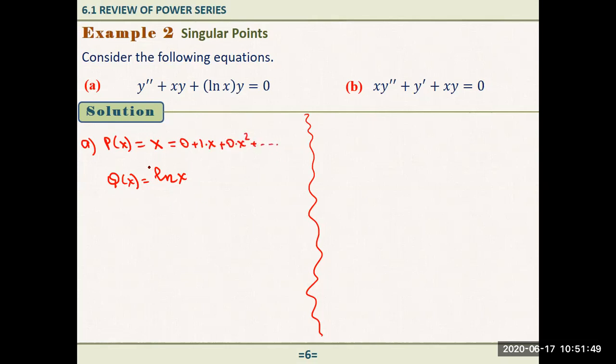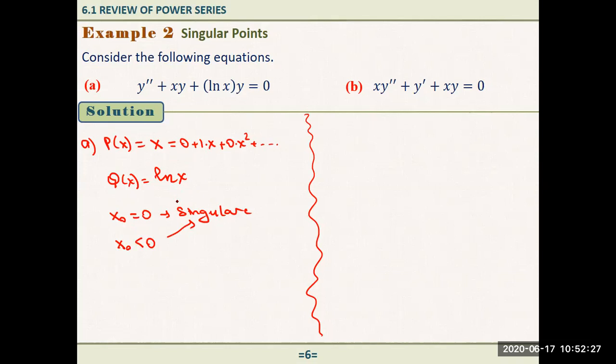And how about the natural logarithm of x? We know that this function doesn't have a power series representation when x equals 0 or x is less than 0. So, for example, x sub 0 equal to 0 is a singular point. That means around this point, we cannot find its power series representation. Actually, any point that is less than 0 is a singular point, right?